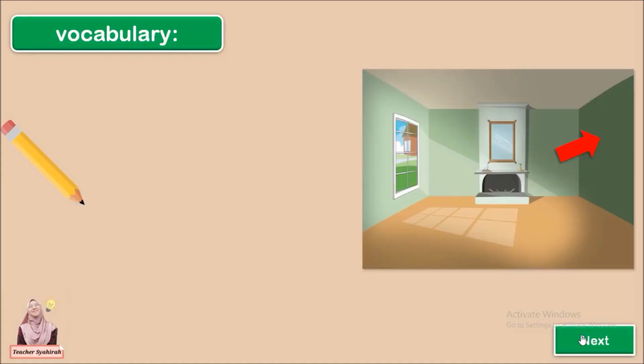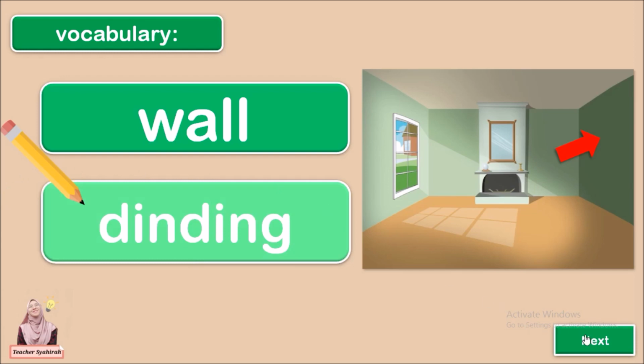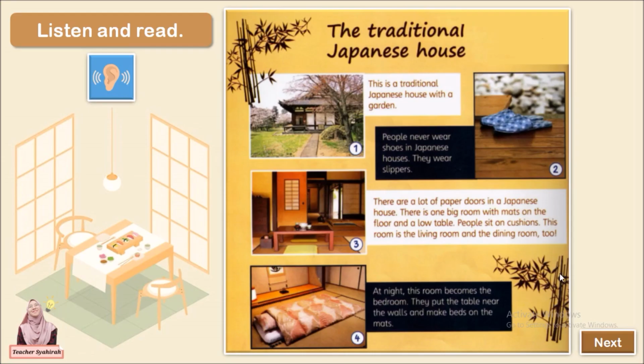Alright, so the next one, wall. Wall. Wall in Malay is dinding. Okay, this is wall. Alright, now let's look at this text. Listen and read.